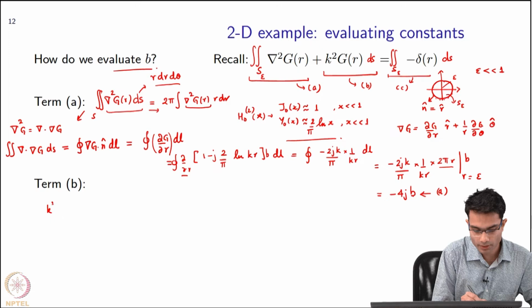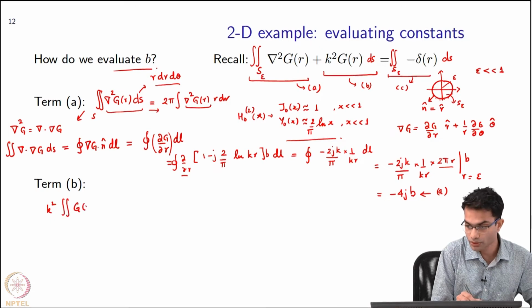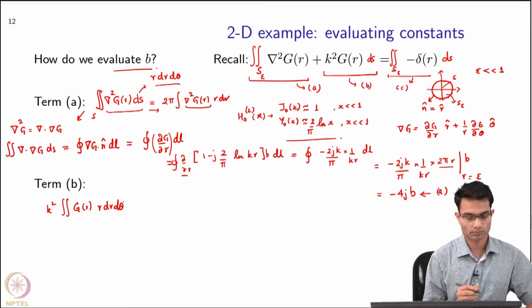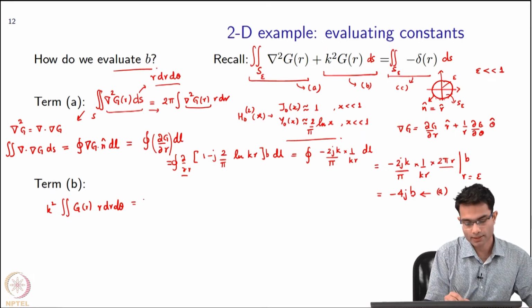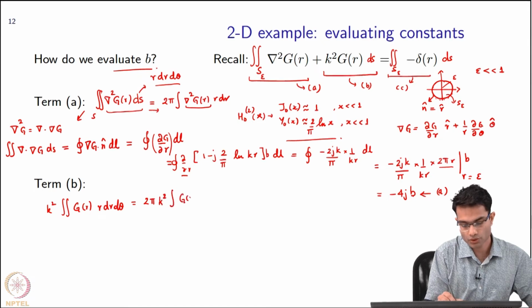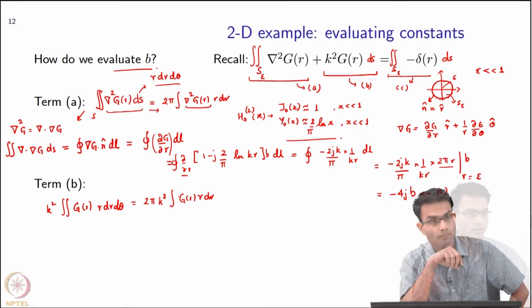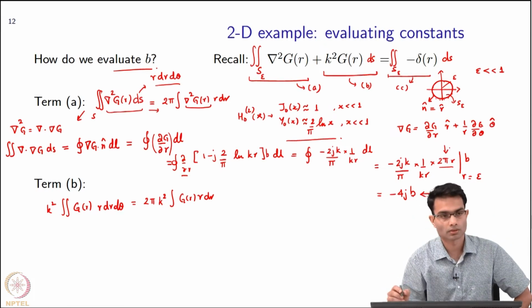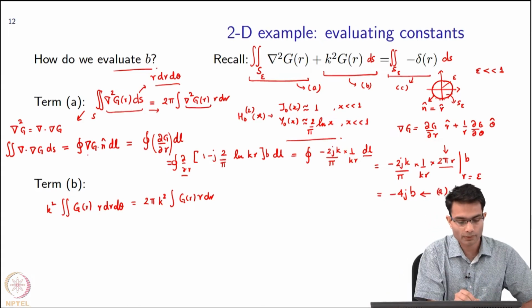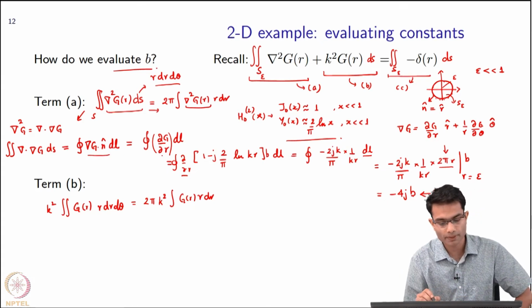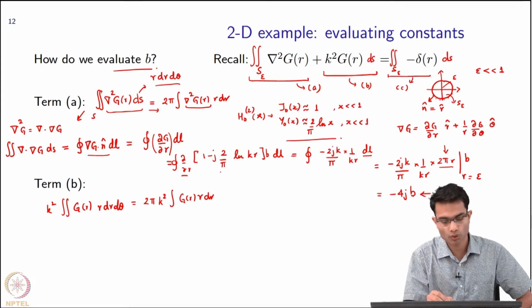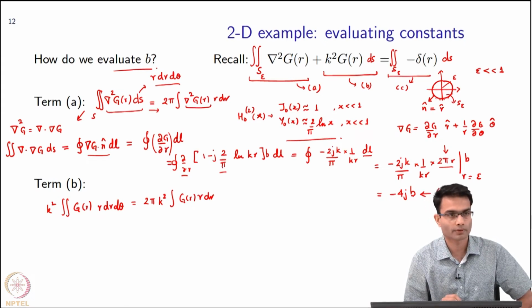So, I have a k squared integral over g of r dr d theta, right? And again I can write this as 2 pi k squared integral g of r dr. Okay. Integral over dl gives me 2 pi r. This is what we started evaluating. So there is no additional 2 pi, right? The 2 over pi has been taken into account over here. Okay.